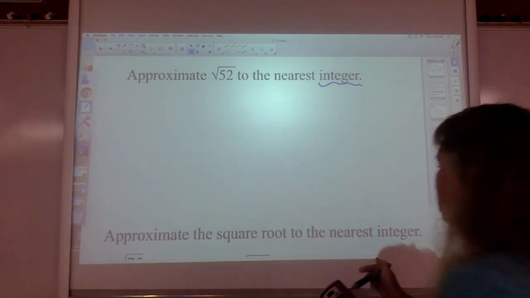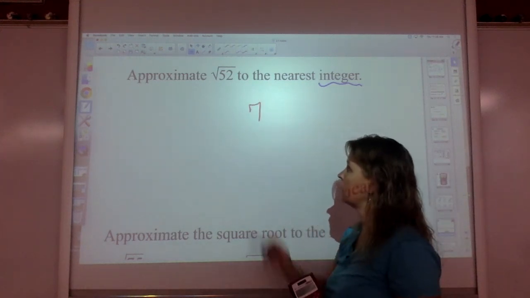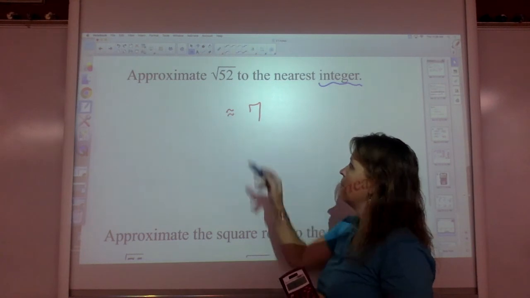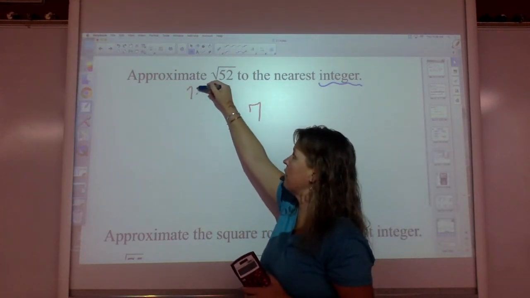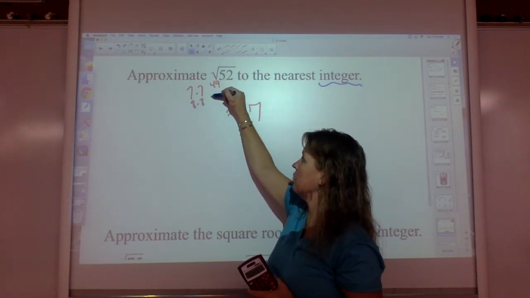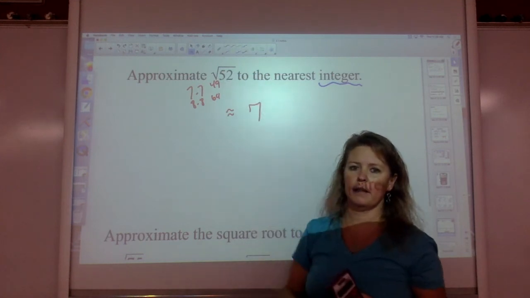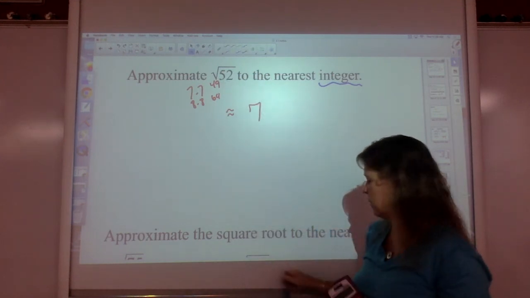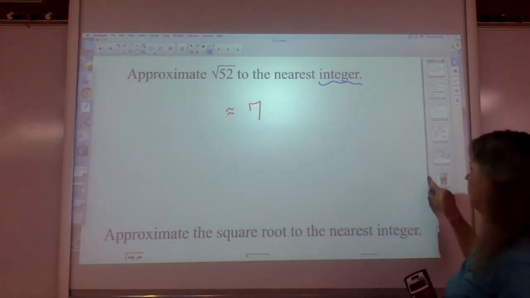I'm going to just keep it at 7. So approximately 7 is your answer. And maybe you could know that in your head without a calculator. If you know that 7 times 7 is 49, and 8 times 8 is 64, 52 is way closer to 49 than it is to 64. So maybe you could do that without a calculator. But you're always going to have this. I'm never taking it away.